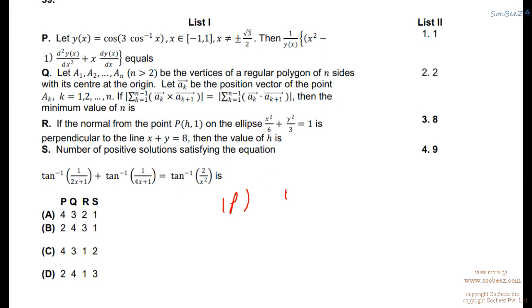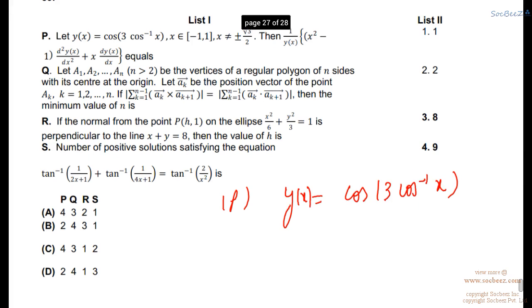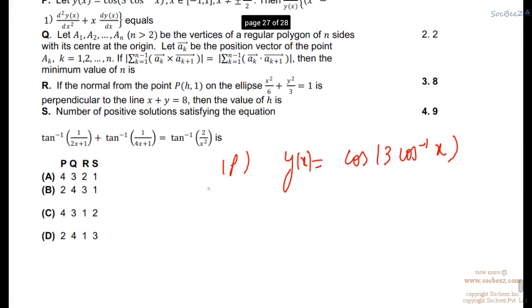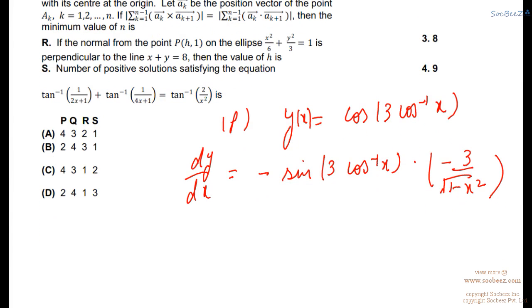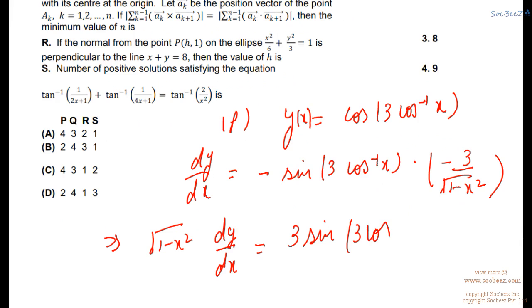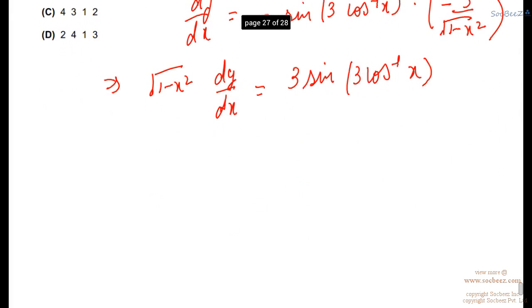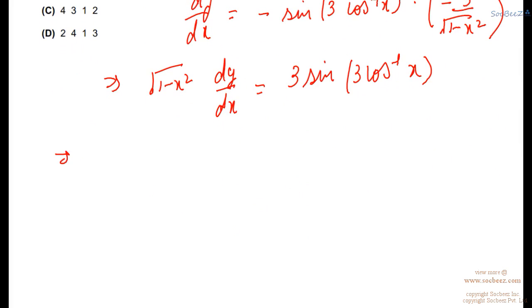Now for P, since y(x) equals cos(3 cos inverse x), from now onwards we are going to write y(x) as y simply. So dy by dx, if we differentiate it, this becomes minus sine(3 cos inverse x), and using chain rule it becomes into minus 3 upon under root 1 minus x square. So we can write it as under root 1 minus x square dy by dx equals 3 sine(3 cos inverse x).